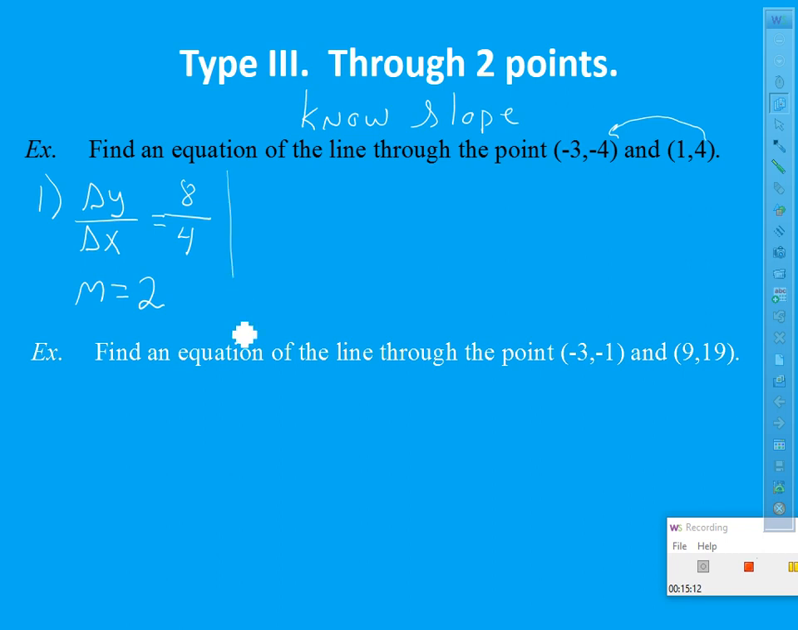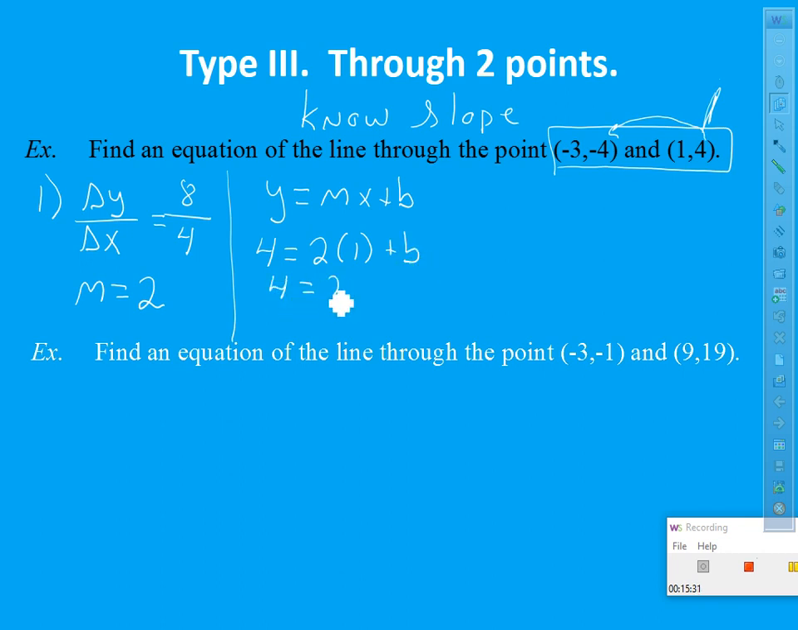Whichever way you want to go from here, I'm going to switch it up and go y equal mx plus b. It does not matter which point you pick. I'm going to use this one because it doesn't have the negatives. So I'm going to go 4 equal my slope times the x value plus b. 4 equal 2 plus b. So b is going to be 2. Makes my equation y equal 2x plus 2.